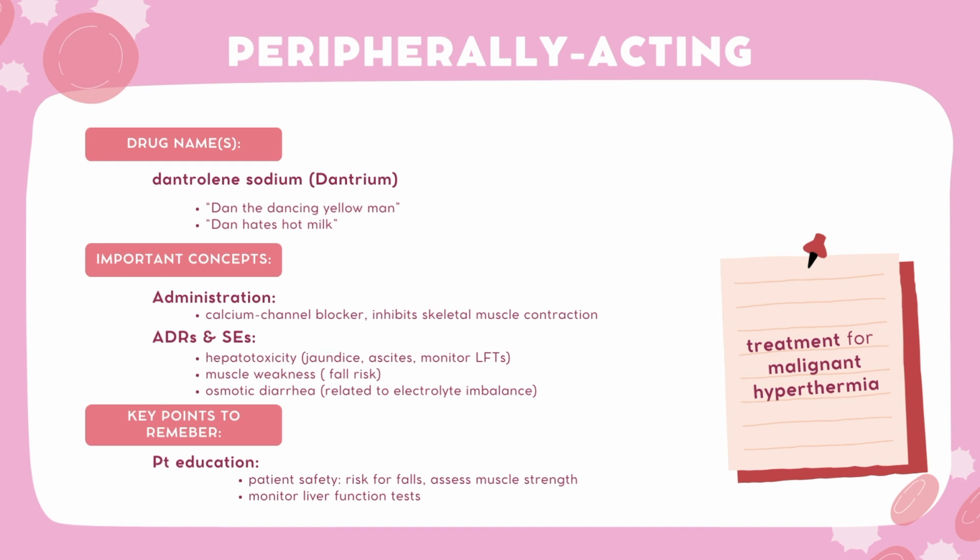Additionally, assess for indications of hepatic injury, such as jaundice. Assess the patient for excessive muscle flaccidity that may increase their risk for falls. Dantrolene sodium is the treatment for a condition called malignant hyperthermia, which we will mention later in this video. To remember this, think that Dan hates hot milk. Dantrolene fights hot, malignant hyperthermia, and the milk part can help you remember that dantrolene is a calcium channel blocker.